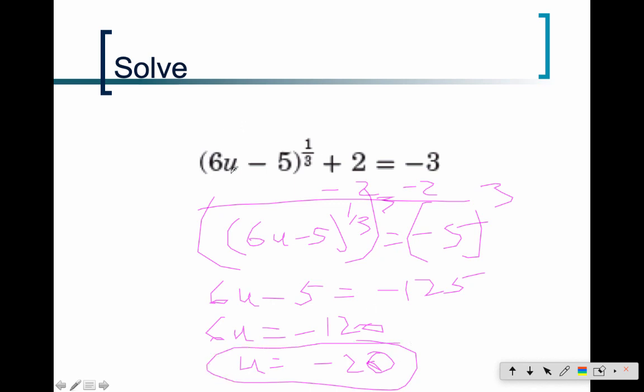So put your negative 20 up in here. You get your negative 120 minus 5, negative 125. You get negative 125 to the 1/3. Again, that's negative 5 plus 2 is negative 3. It works.